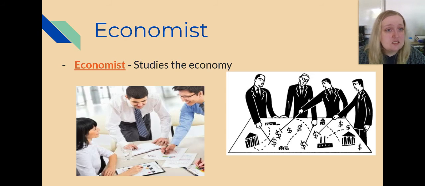Okay, our last branch is actually social science, and there's a couple scientists I put in this category. Social science is not a natural science, it's more social behavior, so it's going to focus on humans a little bit more. First one is an economist. An economist is a scientist that studies the economy.